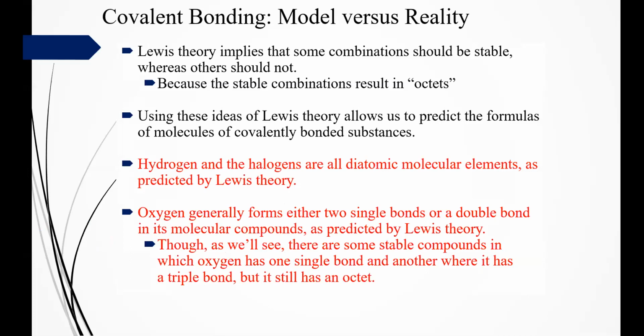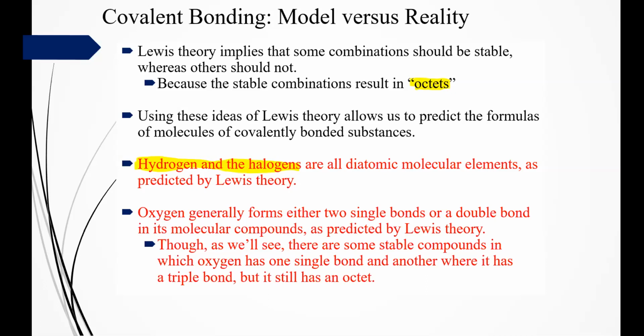Lewis theory implies that some combinations should be stable and others aren't. Our stable combinations are going to be things that include what we decided to call octets, or duets in the case of hydrogen. So let's predict the formulas and also how they're connected. Because hydrogen and our halogens are both duets, they're diatomic molecules, and that's predicted by our Lewis theory. Oxygen normally forms two single bonds or a double bond, which is also predicted by the Lewis theory.